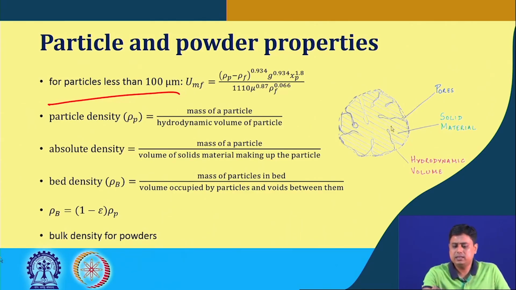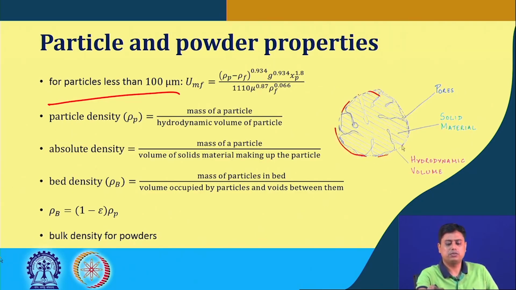So, if this is a solid particle having pores, and this is the only solid material, then this dotted surface, the whole dotted surface, is the hydrodynamic volume, including its pores. But the absolute density is the mass of a particle divided by the volume of solid material making up this particle.